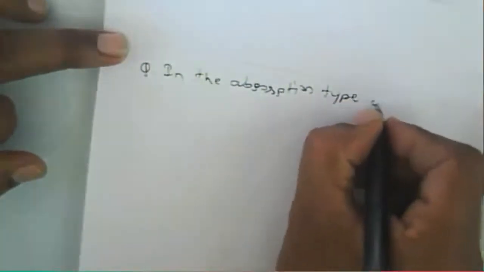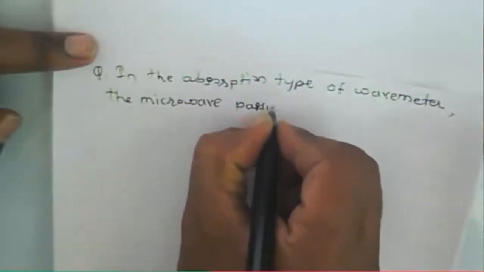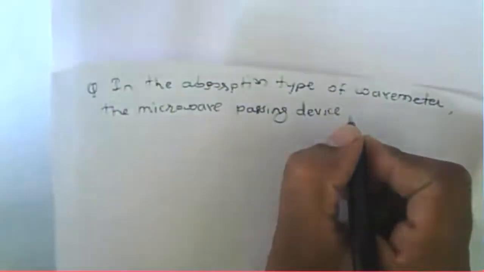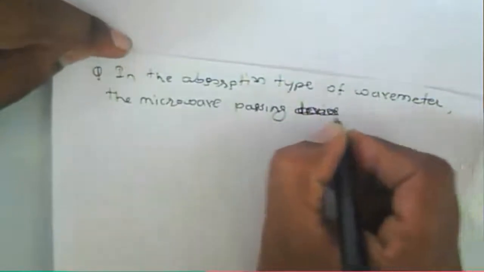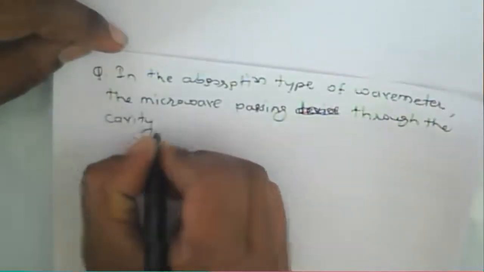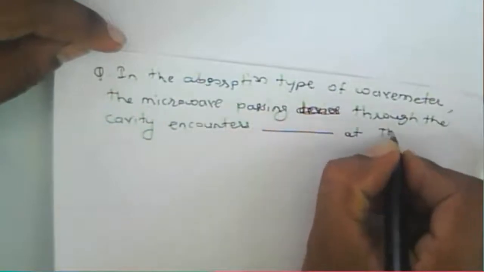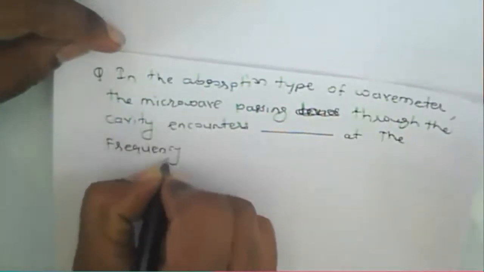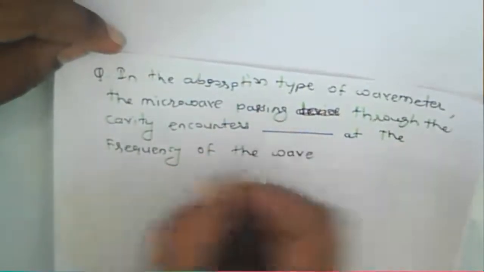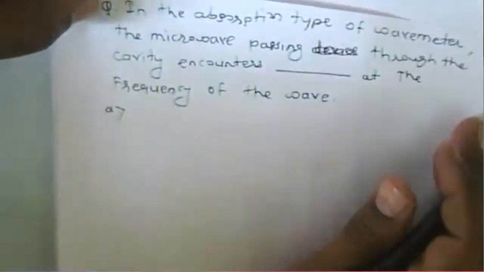In the absorption type of wavemeter, the microwave passing through the cavity encounters dash dash at the frequency of the wave. Now these are about the questions there.